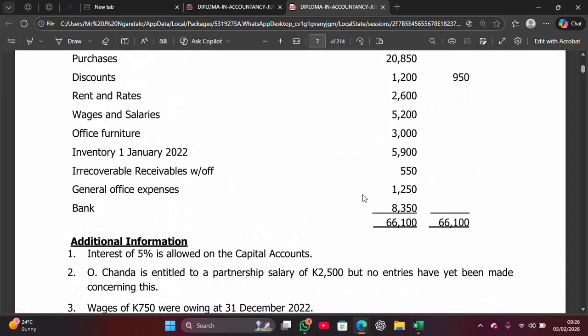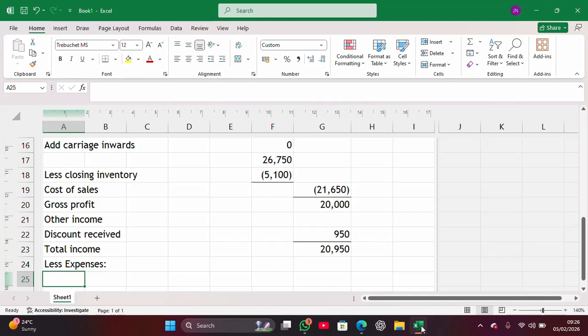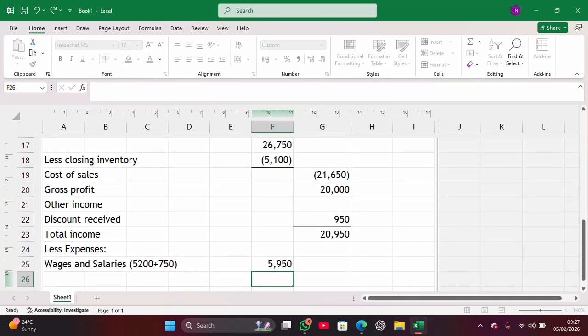Then we go and check for wages in the trial balance. We can see here we have got 52, isn't it? Wages and salaries, yes. So you write here wages and salaries, you open brackets, you say 52, isn't it? Then you add the 700 and what? So accruals we add. You know that, eh? Yes. All right. Next.